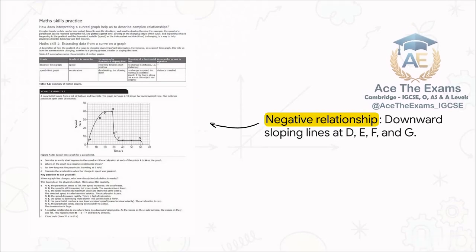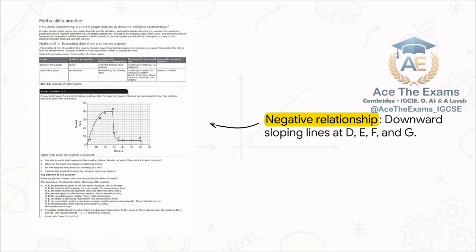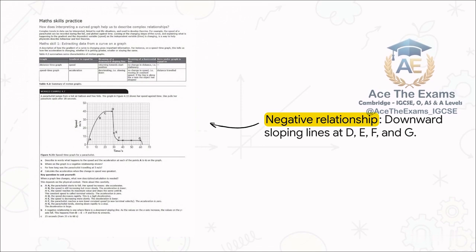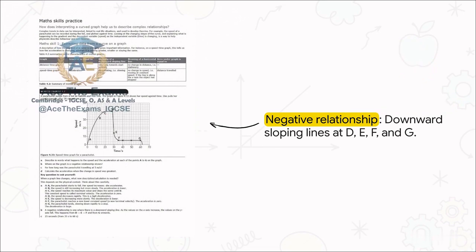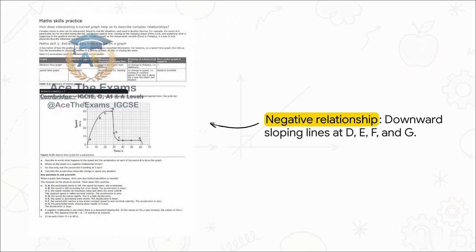At point D, she pulls her parachute. Boom! This creates a downward sloping line, which represents a negative relationship. As time marches forward on the x-axis, the values on the y-axis for speed rapidly fall. This steep drop from D to E to F, and again at G when she finally lands, requires some highly specific descriptive language.